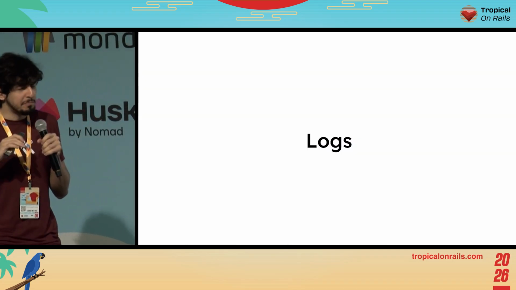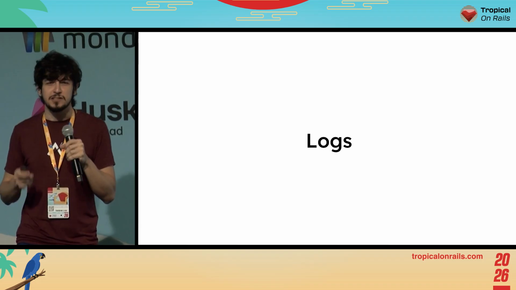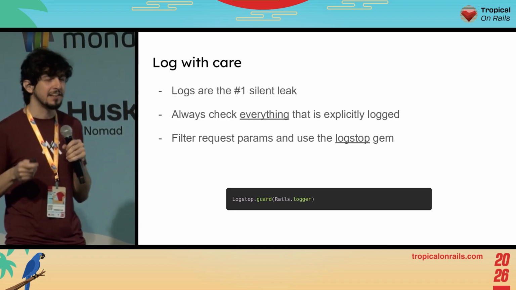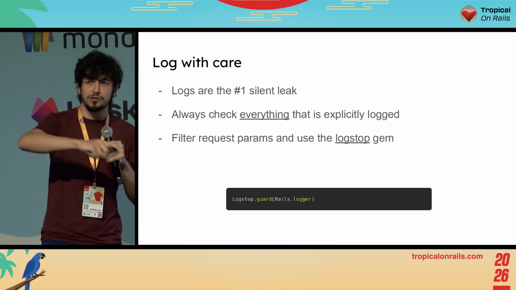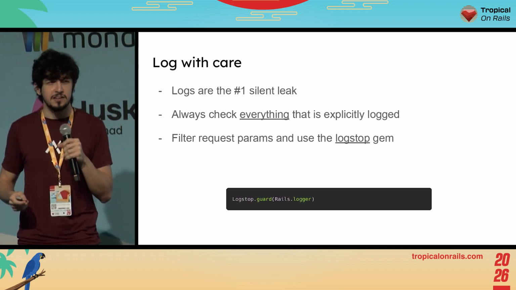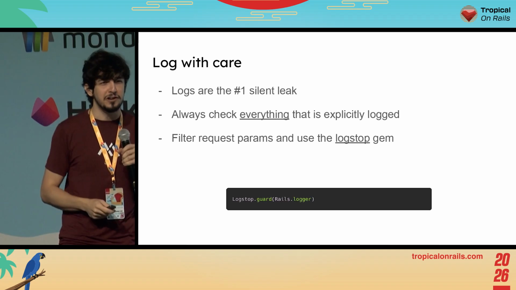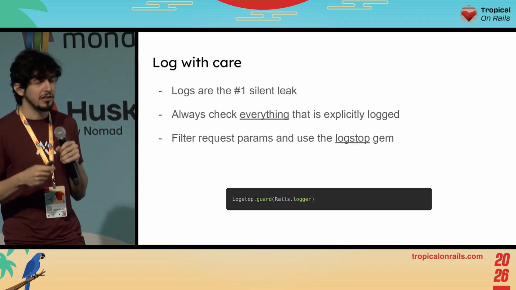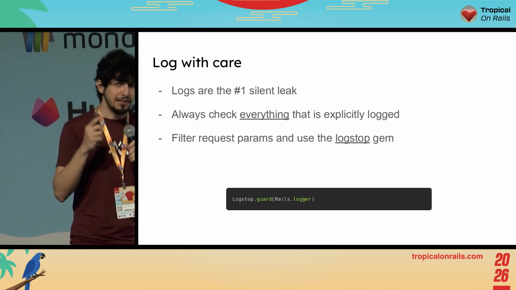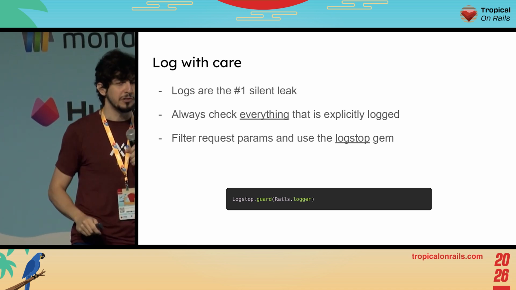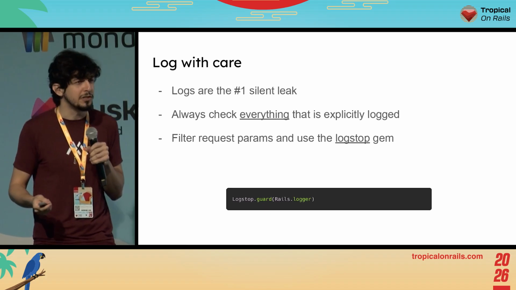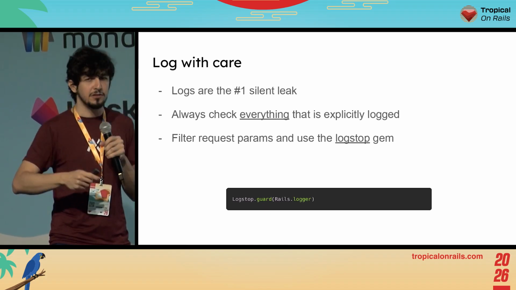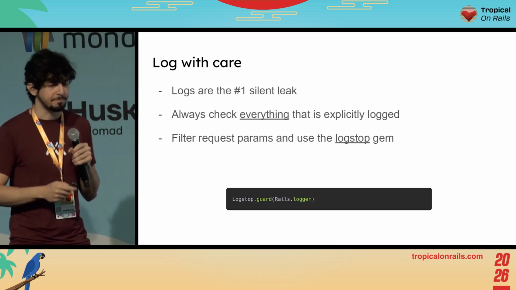So one of the most important of all of these is logs. You should be logging with care. Logs are the first silent leak. Maybe you're implementing all the other privacy by design measures here, but then you're logging the username, you're logging the user email, and you never get to find those logs in your logging service anymore. And when the user asks you to delete it, you don't know how to do it, or don't even know if it's possible to do it, because for some reason it's stored in some backup in your logging service or something like this.